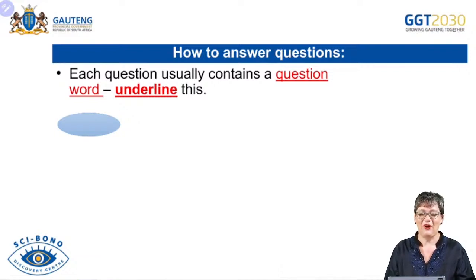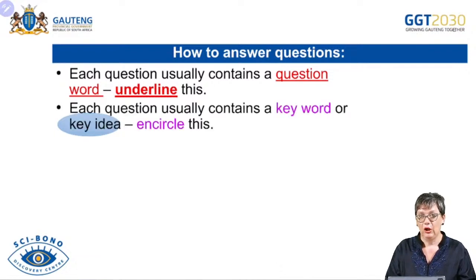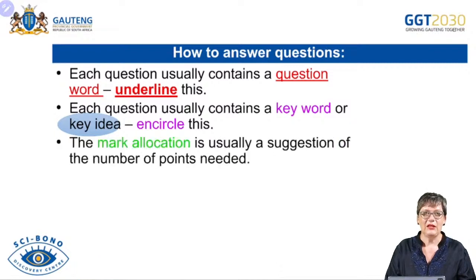Now, as my previous colleague has said, there's always a question word. Make sure you underline it. That's the one that says identify or explain or evaluate or describe. Very, very important. Underline your question word. Then look at the question carefully. Find the key word or key idea and encircle this. Your next step is to look at the mark allocation. That will give you a very good idea as to the number of points that is needed.